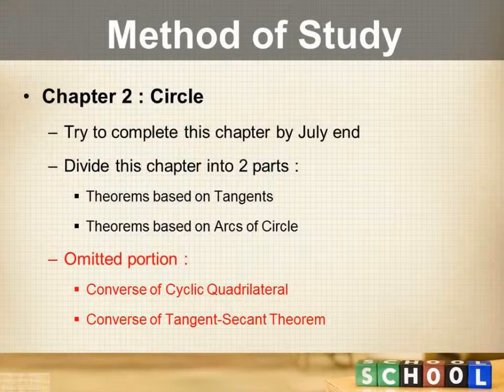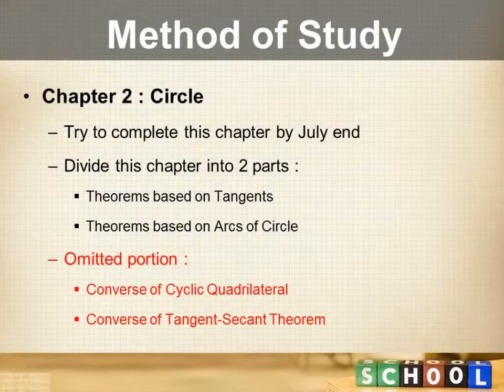The tangents drawn from an external point is a star theorem, which is usually asked in many of the SSC board papers. Exercise 2.1 based on these three theorems has 12 sums. The next theorem is the touching circle theorem. Based on that is exercise 2.2.